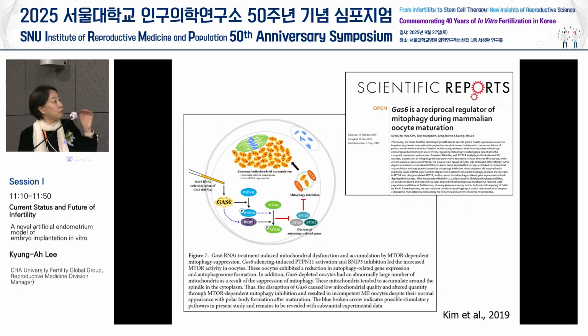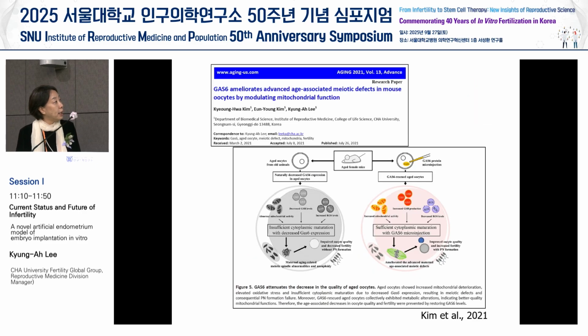And she focused further on what happened to mitochondria. She found that the mitophagy regulation was controlled by Cas6, and it is reciprocal. So due to her efforts in the Cas6 area, we find that it is a really important gene for cytoplasm maturation as well as fertilization and further embryo development.